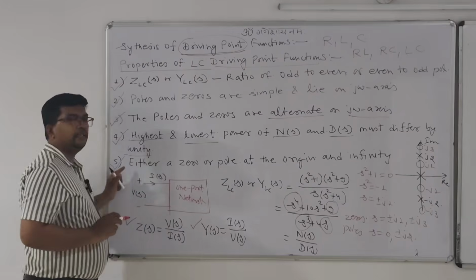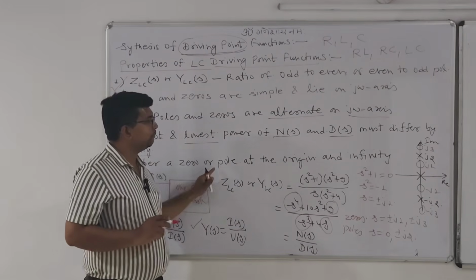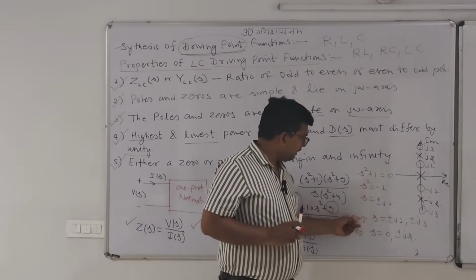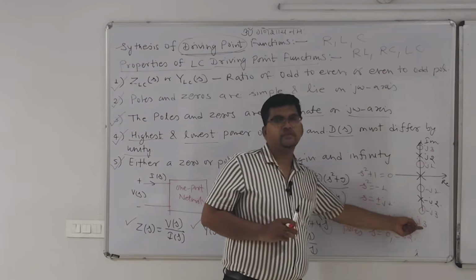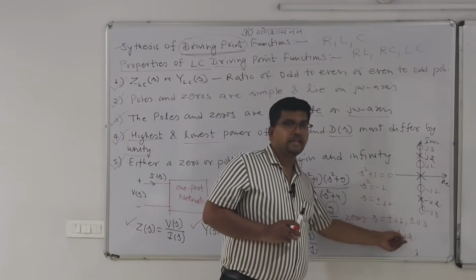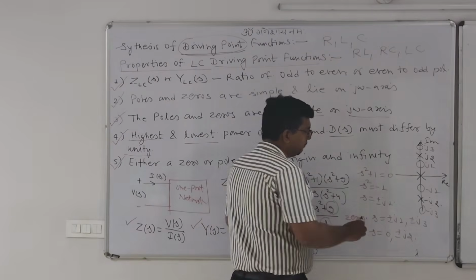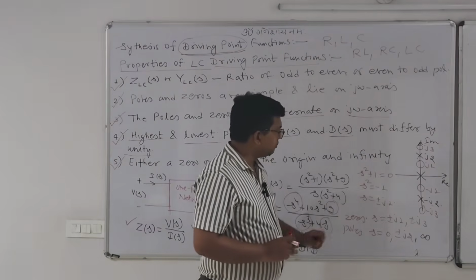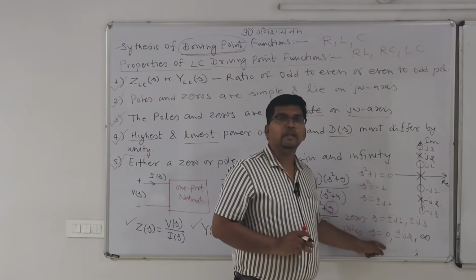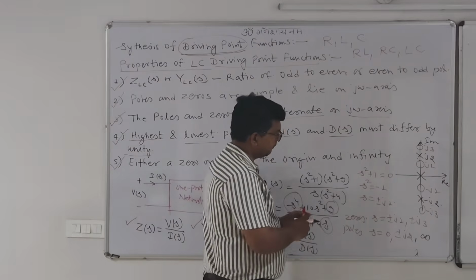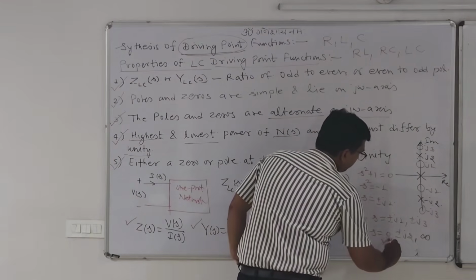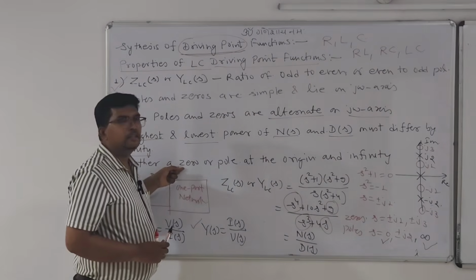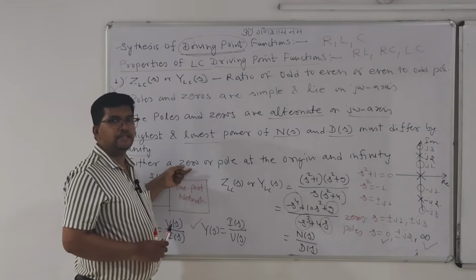And the last condition says that there should be either a zero or a pole at the origin and infinity. Now what do we mean by that? In our case, how many zeros are there? There are 4 zeros. How many poles? There are 3 poles. It means one pole is located at infinity, so that the number of poles and zeros will be equal. So in our case, there is one pole at the origin and one pole at infinity. So this condition is satisfied. Now these are all the properties of the LC network.